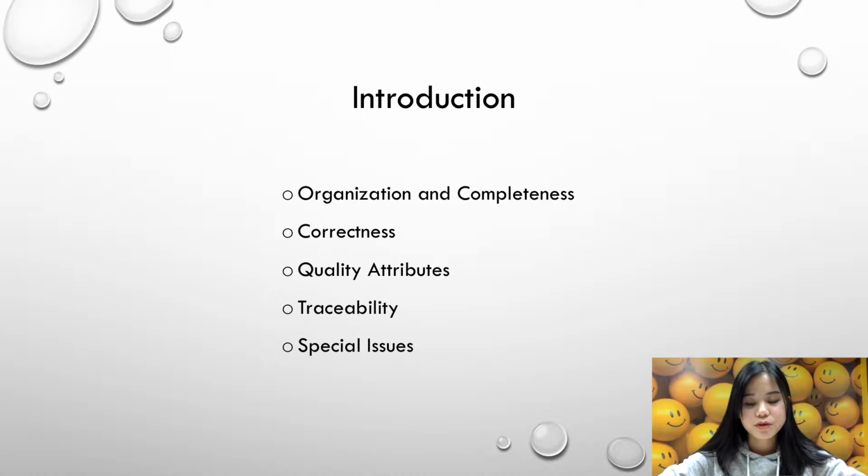And the review will include 5 key sections identifying issues in the SRS document. They are organization and completeness, correctness, quality attributes, traceability, and special issues.